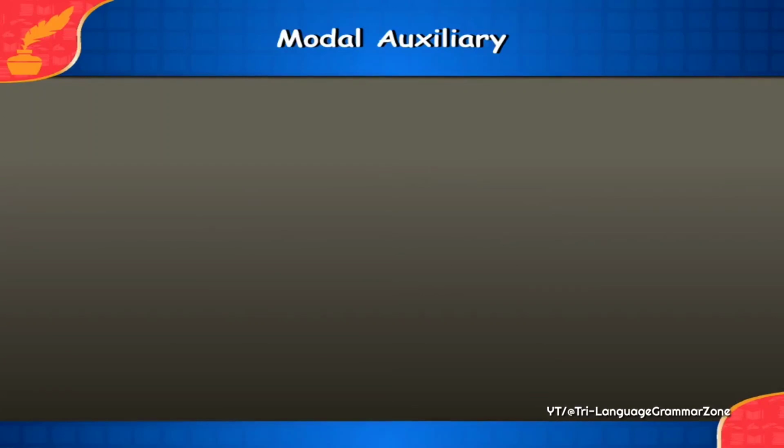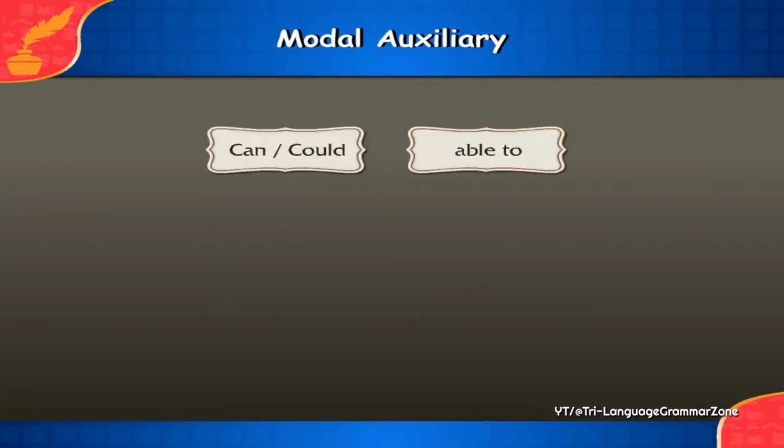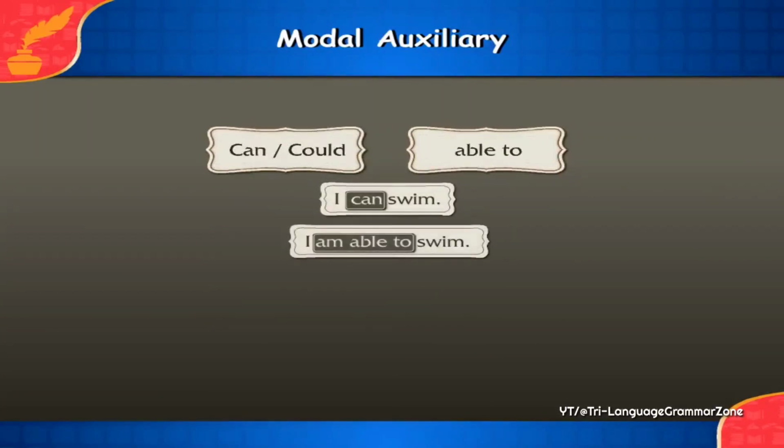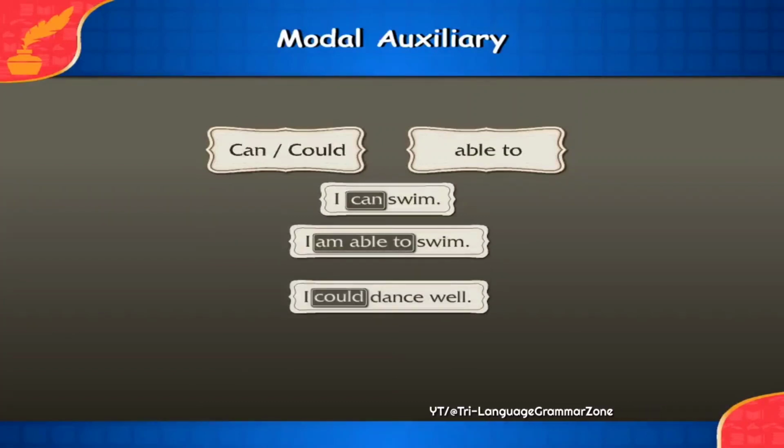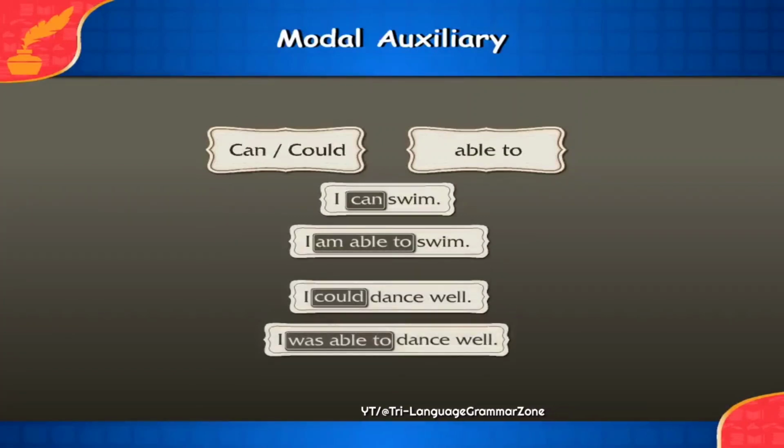We can replace can and could with able to. For example, I can swim. I am able to swim. I could dance well. I was able to dance well.